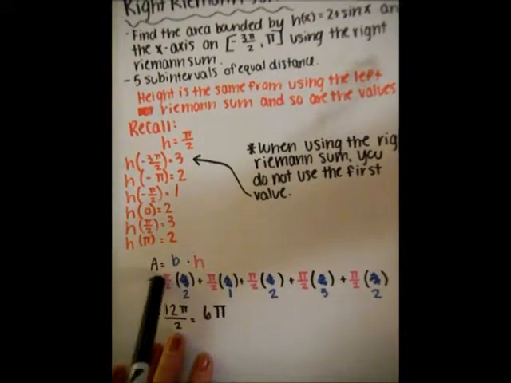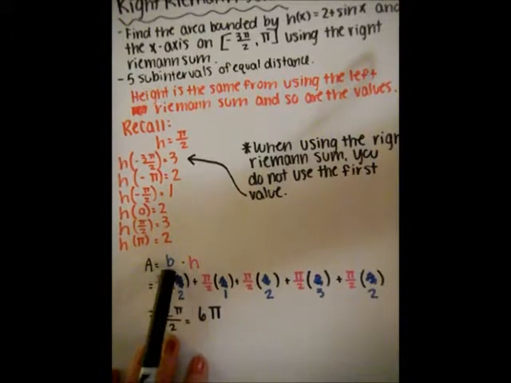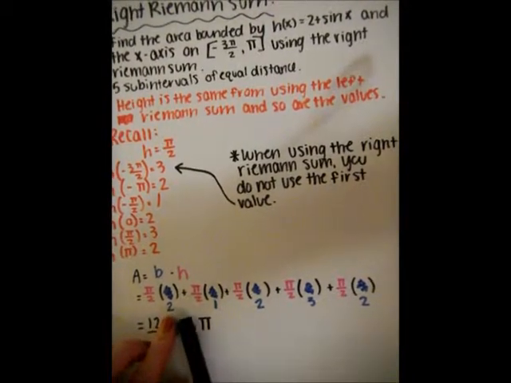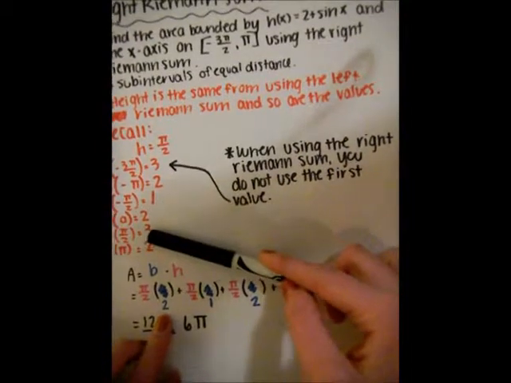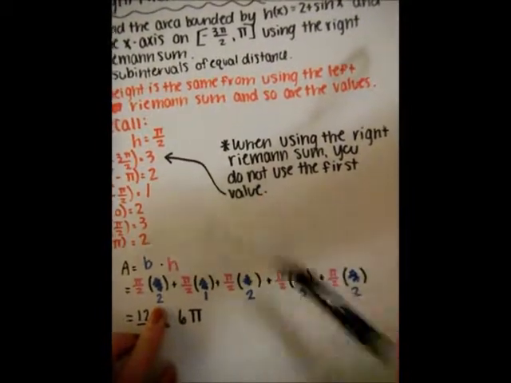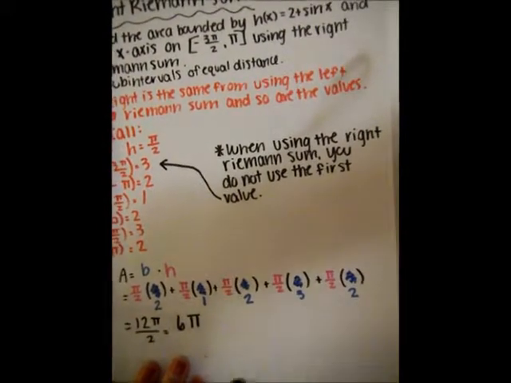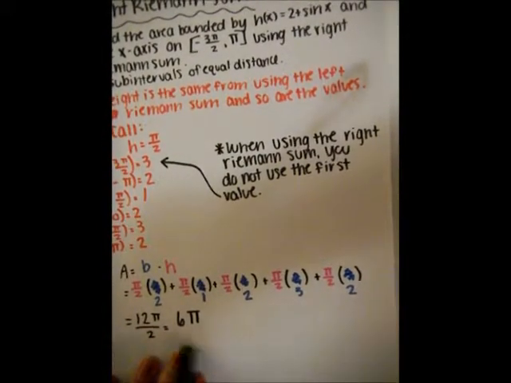So we're still using area equals base times height, and the height is still pi over 2. So instead of starting with 3 and going down to this 3, we start at 2 and go all the way down to this 2. So when you solve that whole equation, you get 12 pi over 2, which is 6 pi.